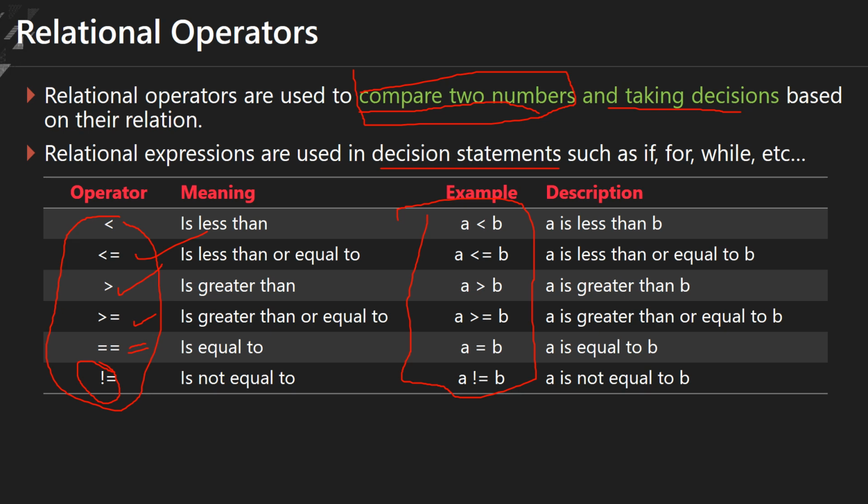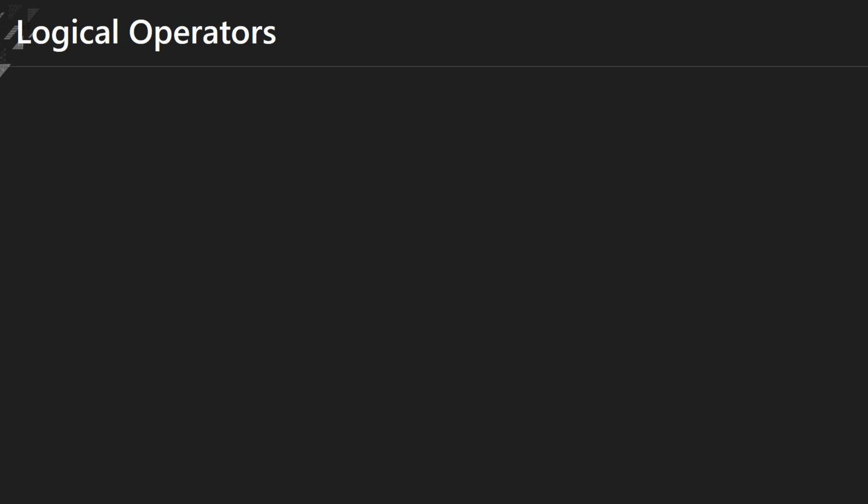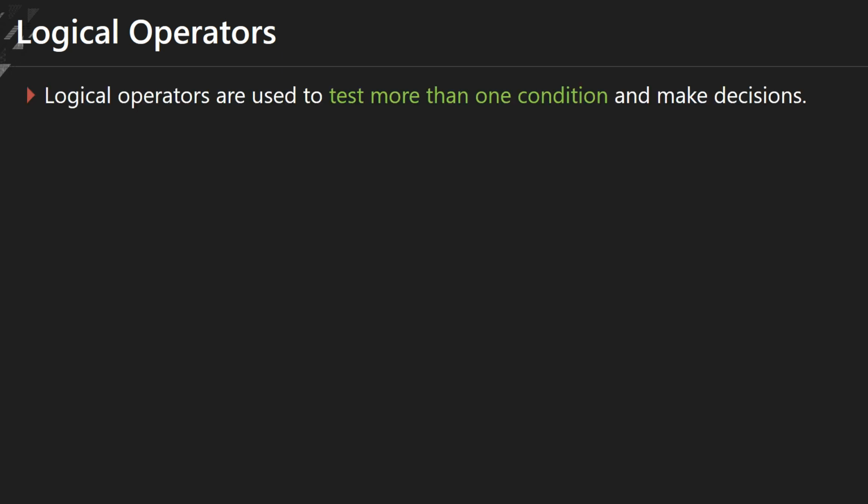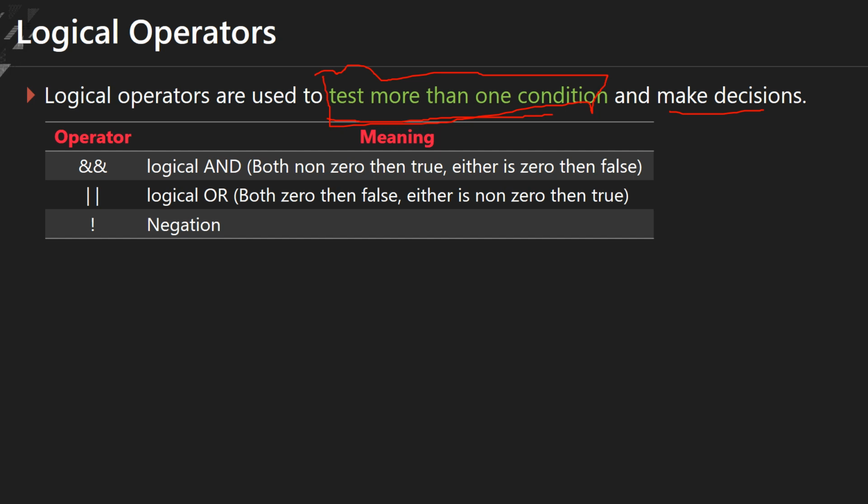Let us move to the next category, the logical operators. Logical operators are used to test more than one condition in your program. So you have two conditions, and you have to check them. Based on whether the condition is true or false, we will take the decision. Let us see them. There are three operators under logical. One is the AND operator.